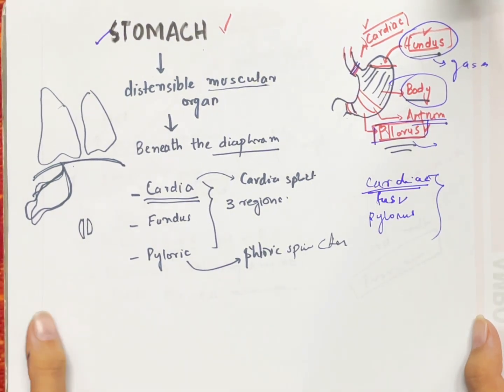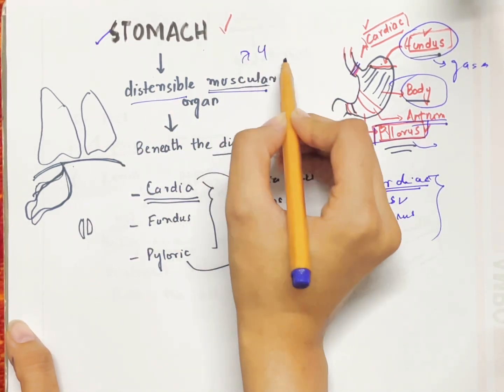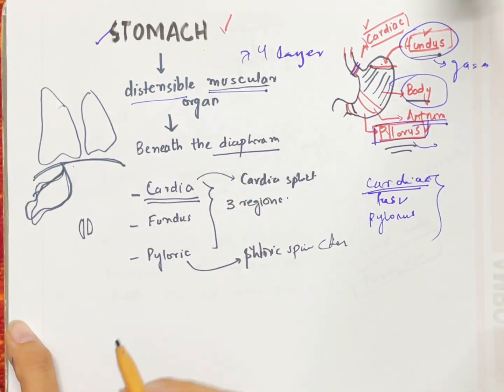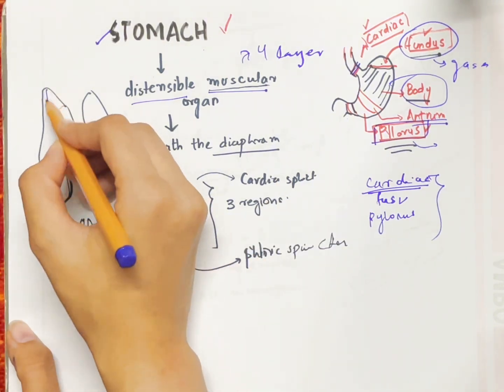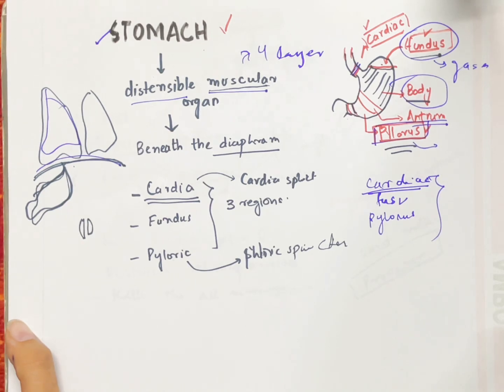So what is a stomach? A stomach is basically a distensible muscular organ, as it consists of four muscular layers. It is present beneath the diaphragm. The diaphragm is present beneath the lungs. It is a muscular layer that helps us in breathing.